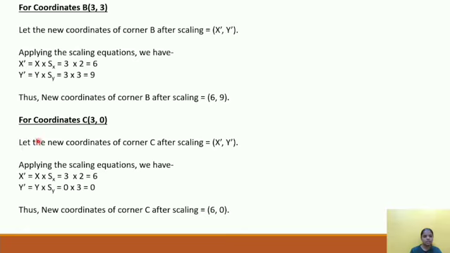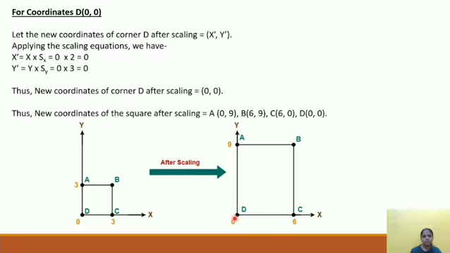For coordinate C, similarly we apply the scaling equation, put in the coordinates and perform the product. Then we get the new scaling coordinates of C as (6, 0). Similarly for D, we put values in the scaling equation. When we perform scaling, we get the new coordinates of D after scaling as (0, 0).